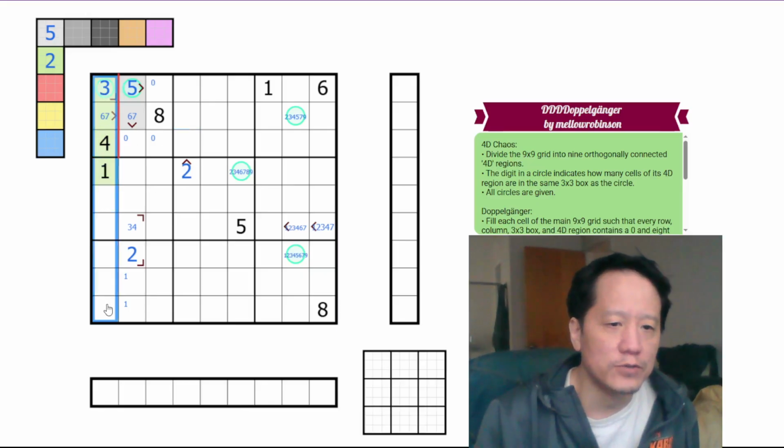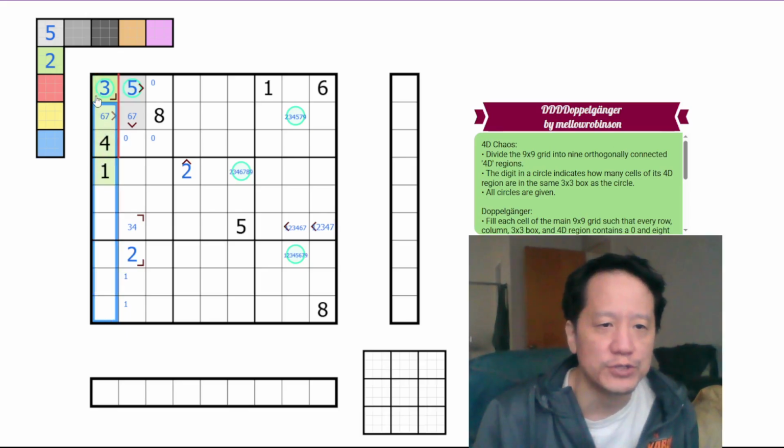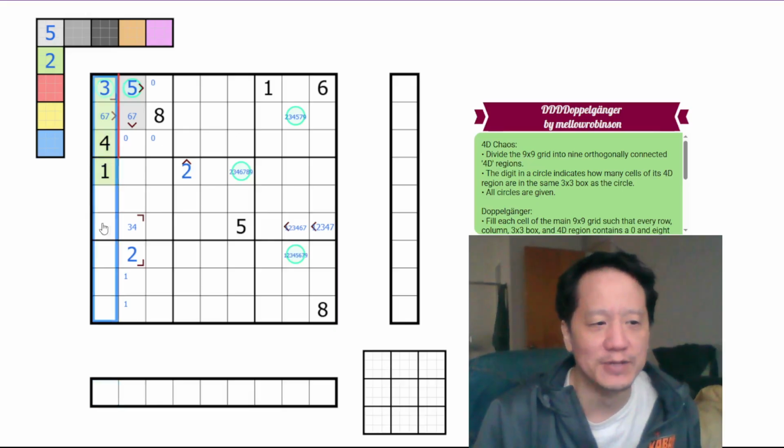Green cannot go all the way down here, because then the green region would be missing the same digit as column 1. And the 0 in that region wouldn't be missing the same digit. And that's not possible.